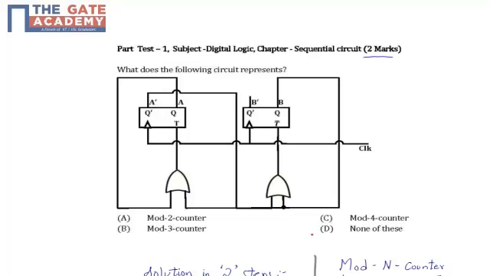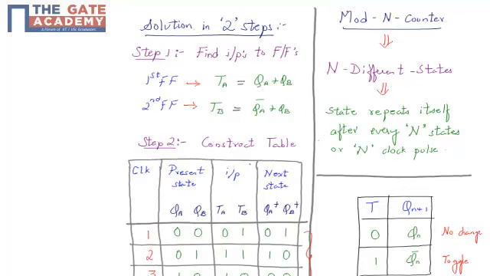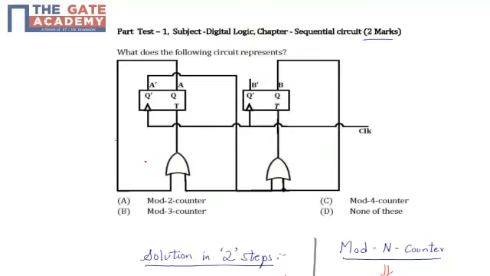Fine. So first of all, let us study what a mod n counter is. A mod n counter is nothing but a counter that has n different states, that is, each state repeats itself after every n states, or I would say n clock pulses. So for this given circuit we would find the solution in 2 steps.